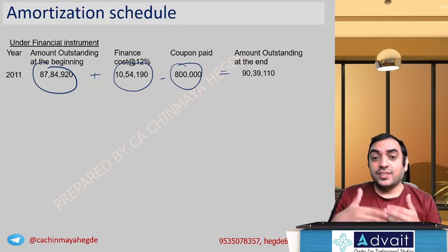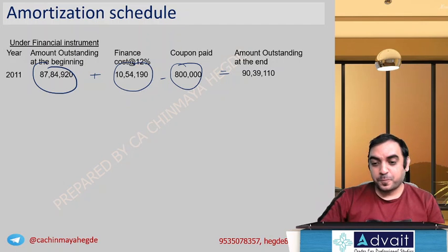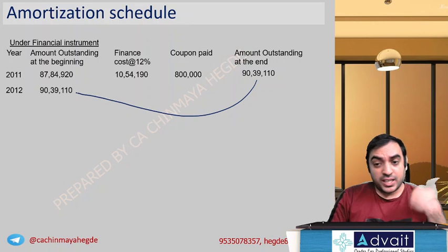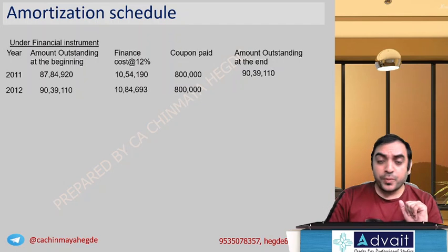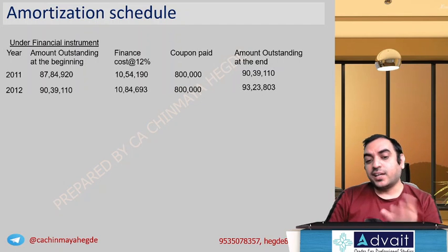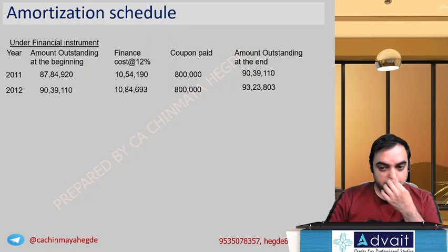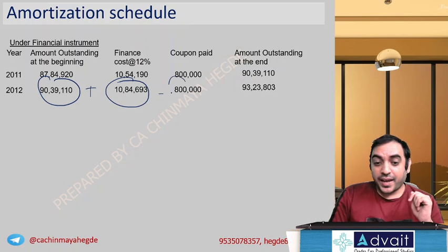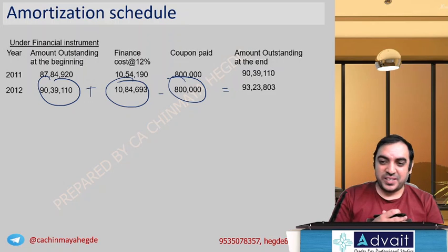Just to tell you how this account will flow over a period of time. So 2012, this 90 lakh 39 previous closing becomes the opening balance. On that you apply 12%, 8 lakh anyway you pay as coupon, and the amount outstanding at the end becomes 932380. So 90 lakh 39,110 plus 10 lakh 84,693 minus 8 lakh, that will give you 932380.